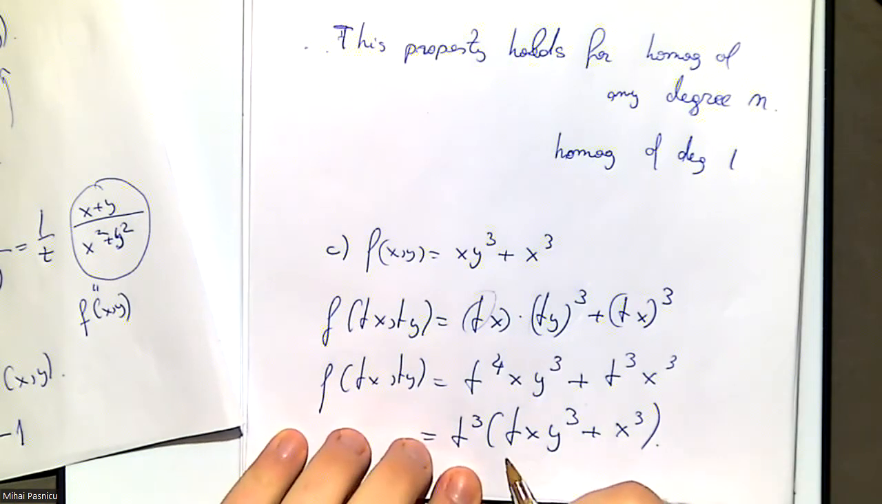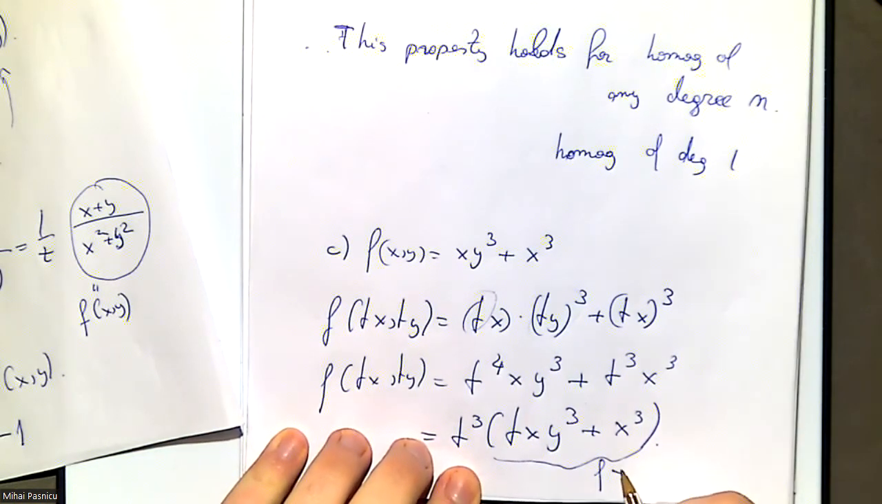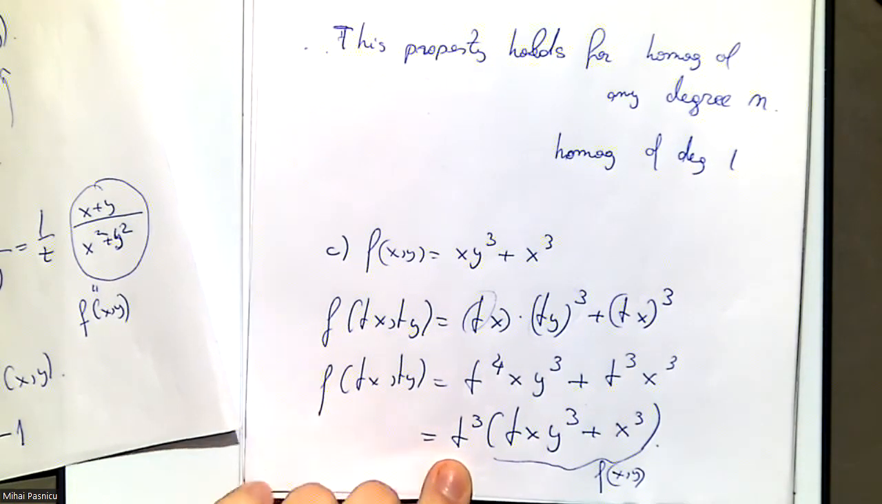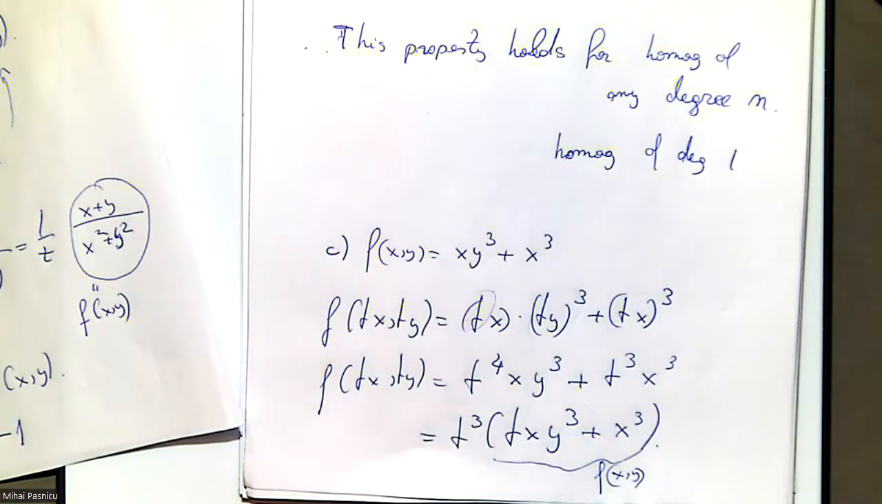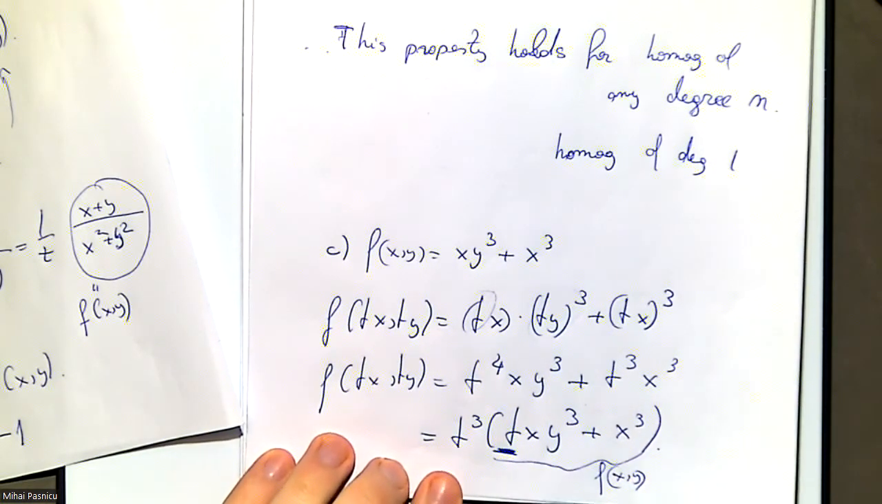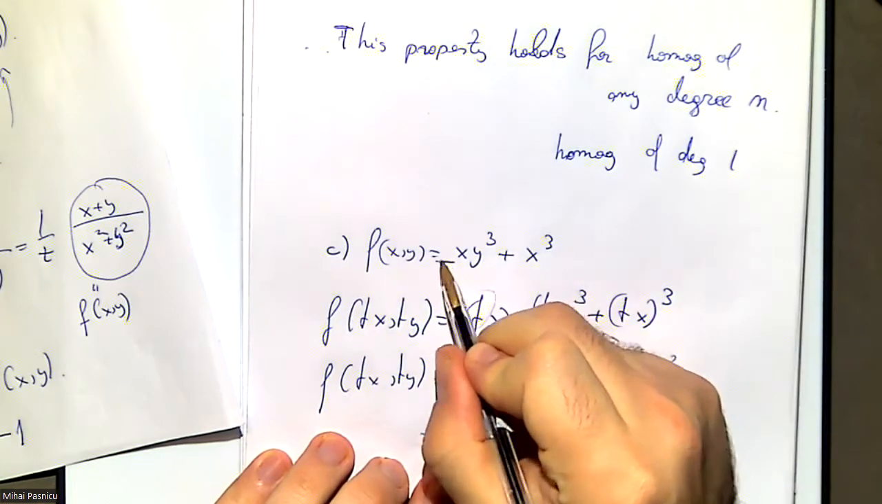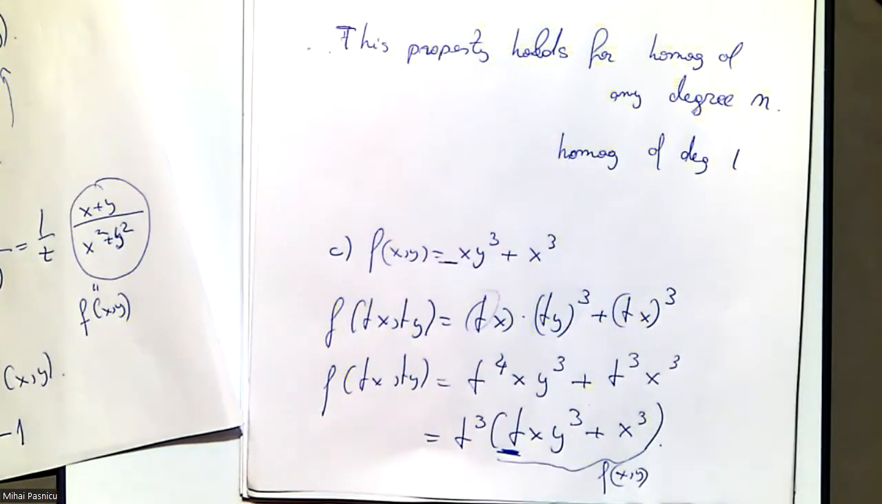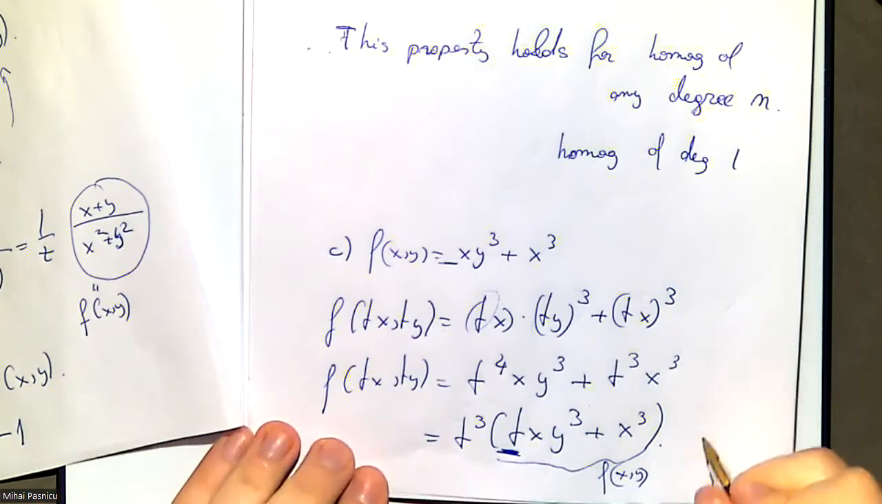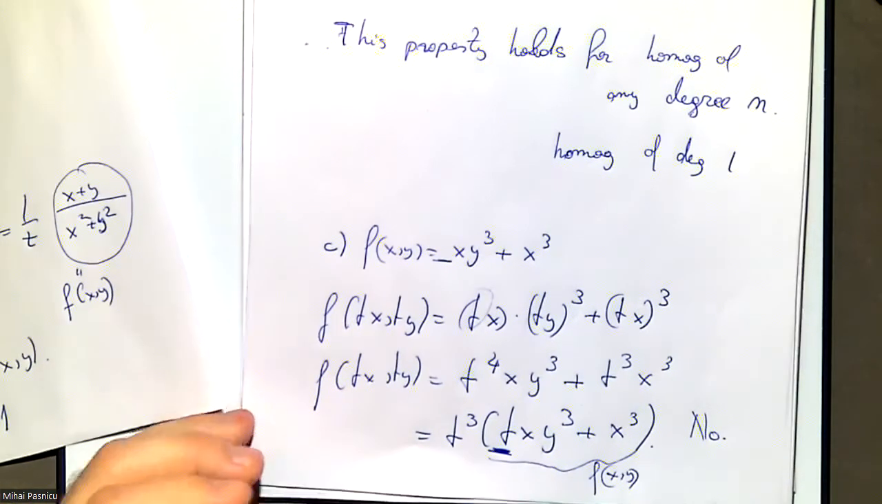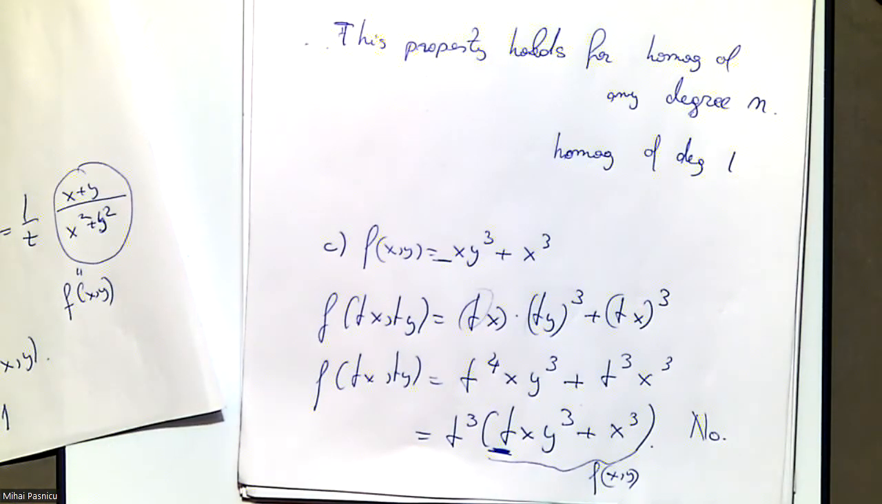Now, is this homogeneous? No, I would have liked to have an f of x, y here, but that's just not true, because I have this t here, which makes it different than the initial function. So is it homogeneous? No.